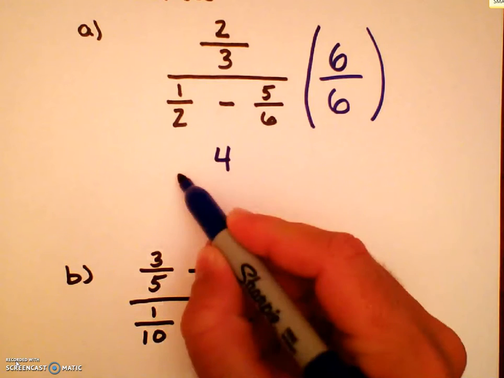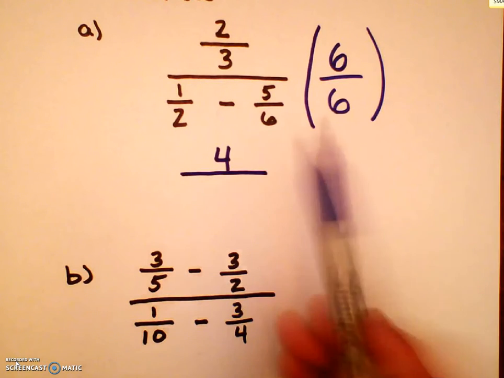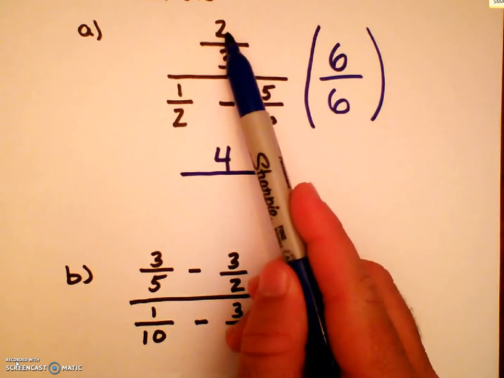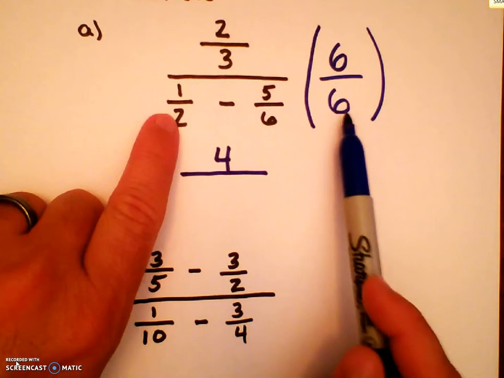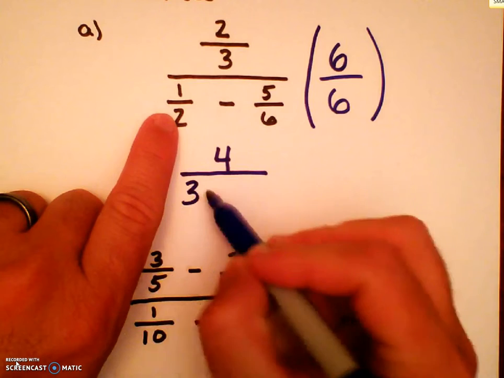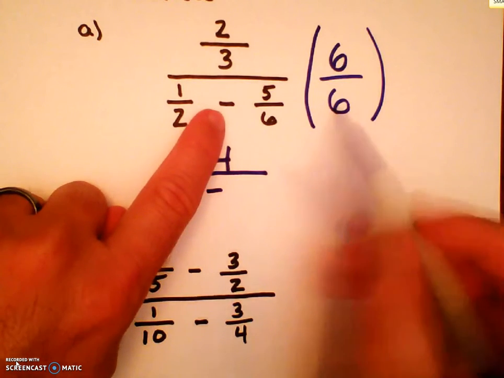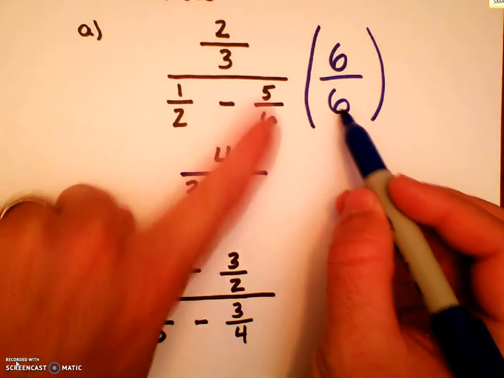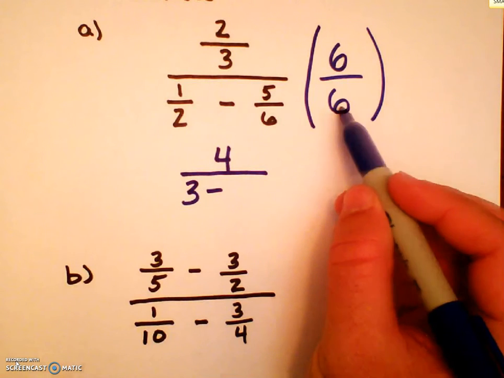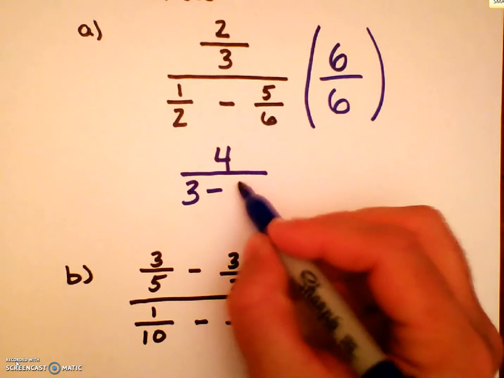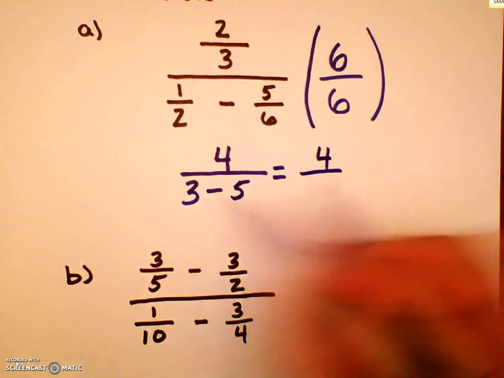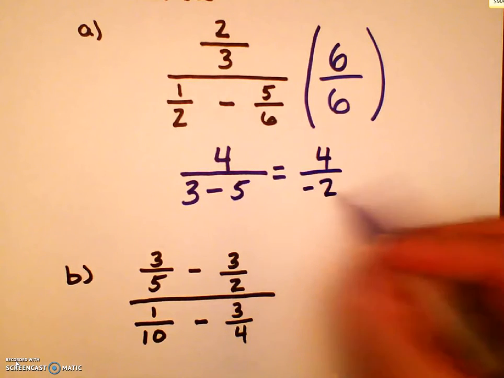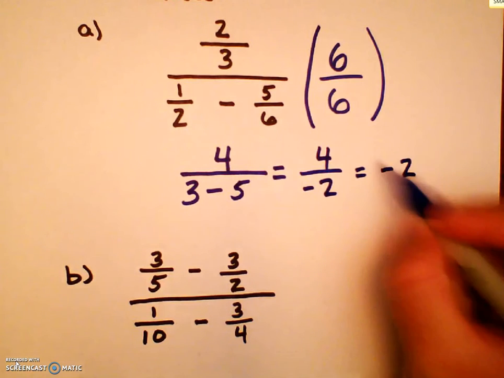You can do that in the calculator if you want to, although you should be able to do it without that. 6 times 2 is 12, divided by 3 is 4. 6 times 1/2 is 3. And then minus comes down, and then 6 times 5/6, the 6s cancel, you're left with just a 5. You can simplify this by subtracting the 3 minus 5 to get -2, and then you get a -2 for your answer.